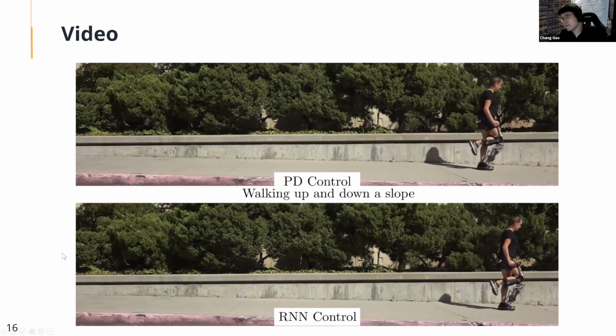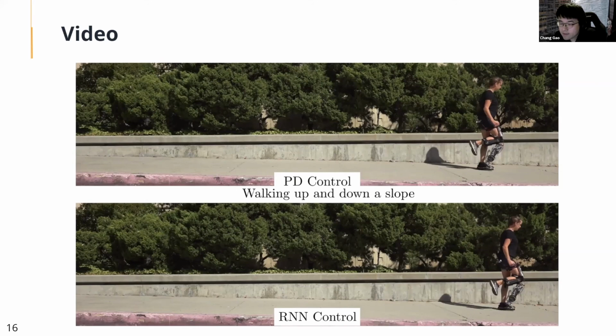As you can see, from the view of the subject, she couldn't tell the difference between the RNN controller and the PD controller. She felt the two controllers were almost the same. Because we use imitation learning, theoretically you couldn't achieve better performance than the PD controller.